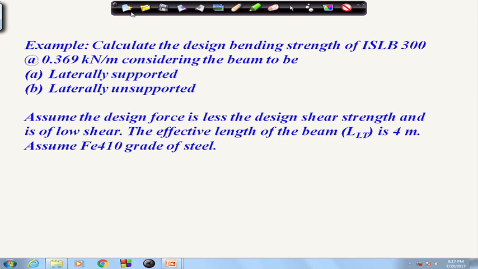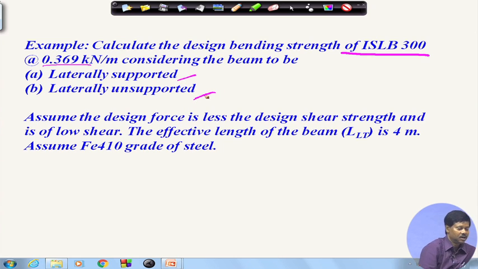First we will calculate the design bending strength of ISLB 300. If we use ISLB 300 with 0.369 kilonewton per meter, then let us find the design bending strength considering laterally supported and laterally unsupported. Laterally supported we have already done, and it is very easy. We will see what the bending strength comes to if it is laterally unsupported, and compare this with the laterally supported moment. We will try to find out how much reduction is coming for the same member.